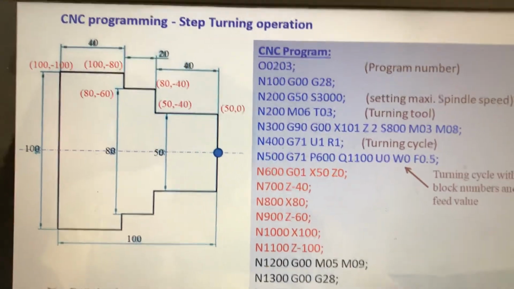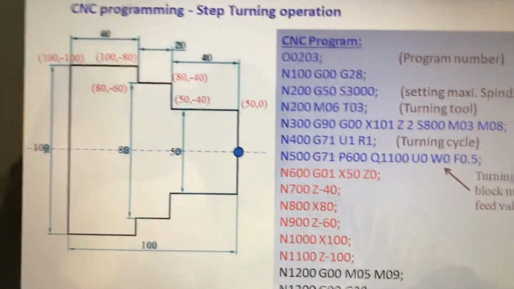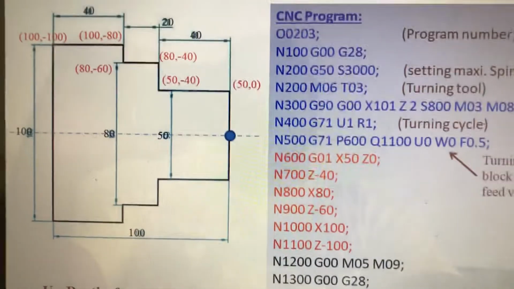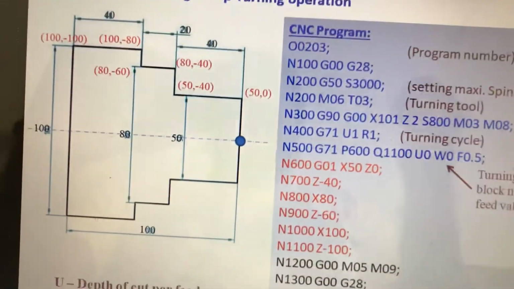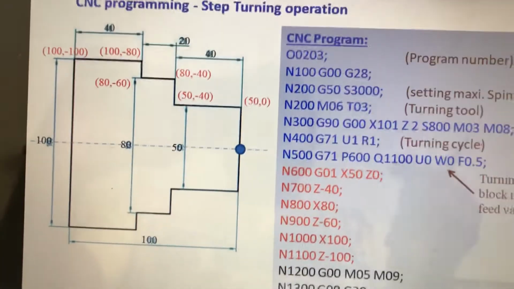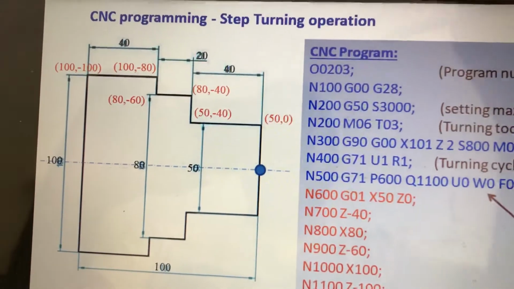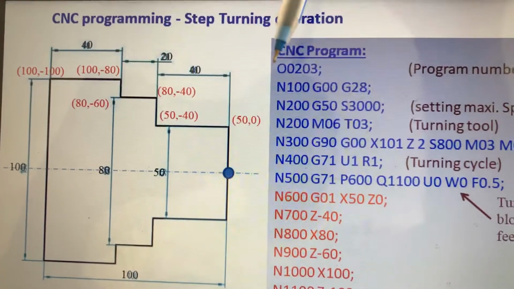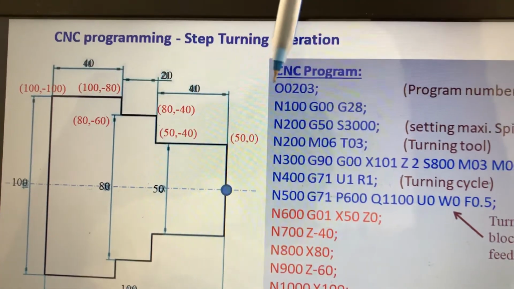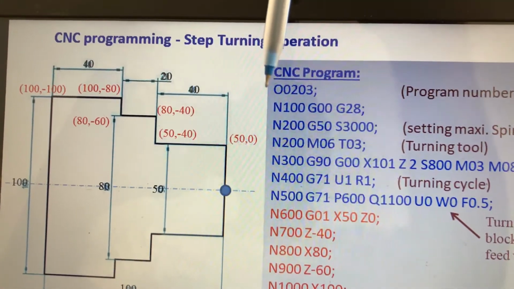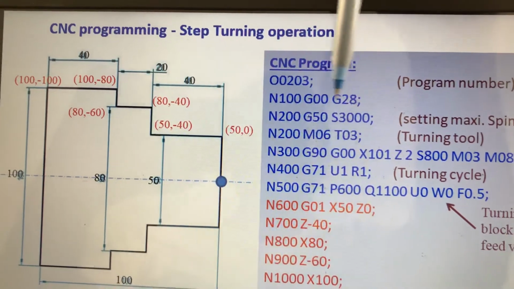Going to the program is something special you are going to see here in the turning operation. Before going to the program, I'll just explain how the tool is moving. Say for example, the tool is here. Say at machine 0 point, G28. You see, I have given you here G28.